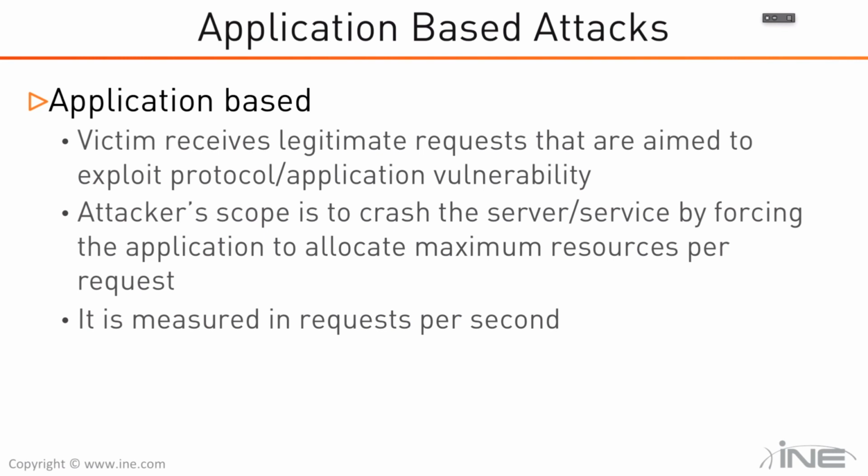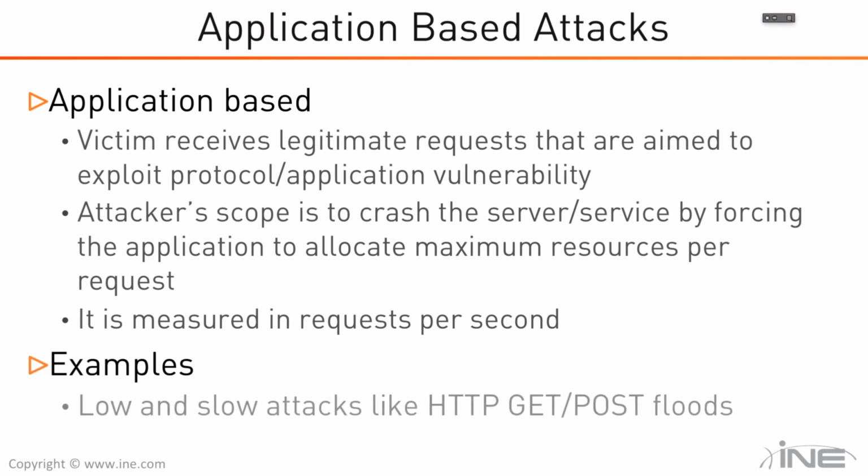So that's why this kind of attack is measured in requests per second, and usually it's a low-rate attack. It's not too many requests per second, but it is some kind of request that is exploiting a protocol or an application vulnerability and ends up achieving the same thing. So I think examples would be low and slow attacks. This is one of the categories that Cisco has in their DDoS attack categorization. So slow attacks like HTTP GET or POST floods. We're going to speak of examples in a couple.